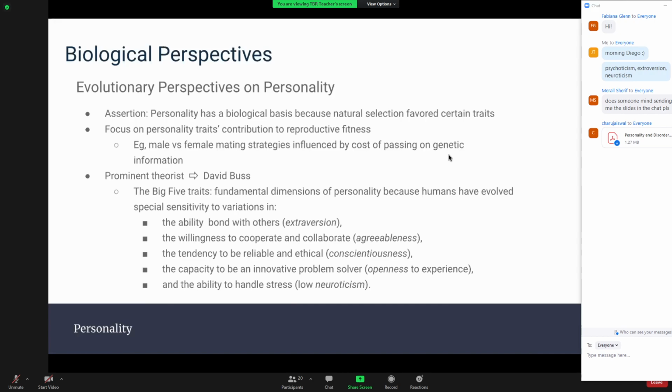And the ability to handle stress, low neuroticism, can be great, especially when, I don't know, you're trying to figure out how to get a saber-toothed tiger out of your little village. I'm just making stuff up now. But the idea is you kind of get how these Big 5 traits could be argued to be a result of natural selection.